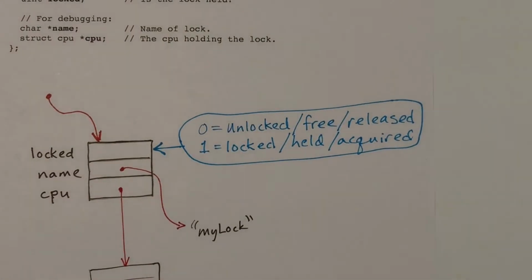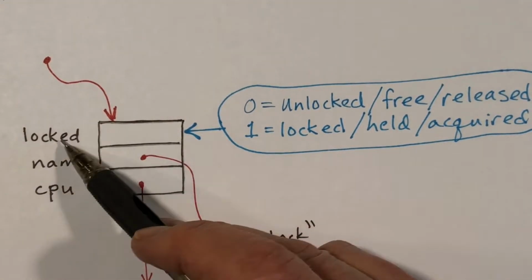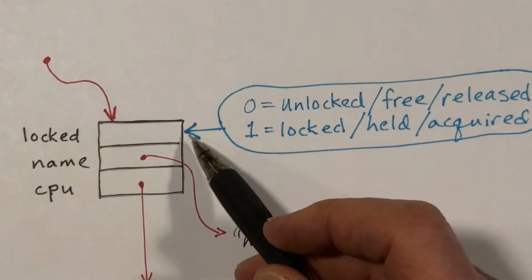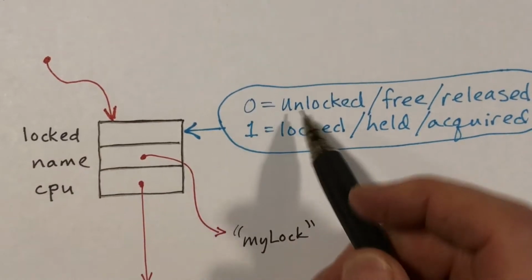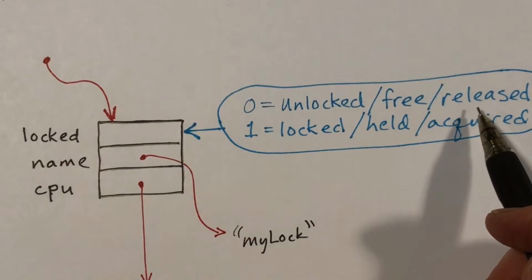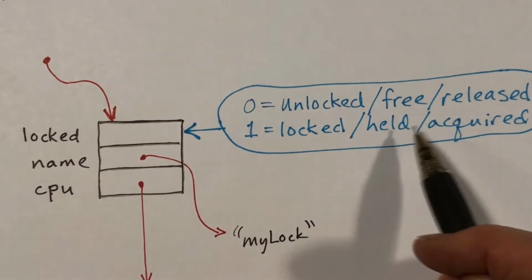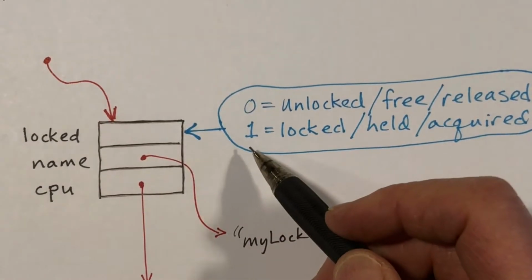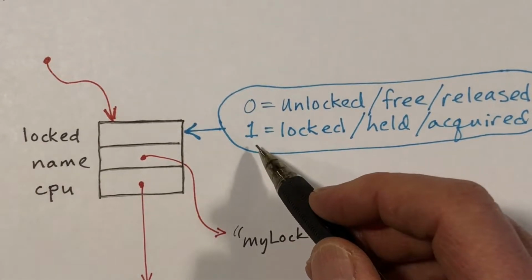The idea is that the Spinlock is represented with a single word, and I've called that word locked here. And that word has one of two values. It's either 0 or 1. If it's 0, that means the lock is free, or sometimes we say it's unlocked or it has been released. And if the value is 1, then the lock is said to be held or acquired or locked. These are the common values that are typically used, and xv6 does that as well.